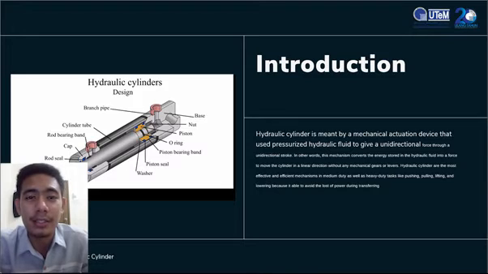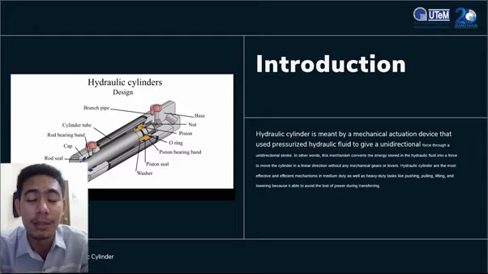For the introduction, the product life cycle is a management tool that helps to determine the entire process of a product from the beginning until the ending stage. For this assessment, our group already chose the hydraulic cylinder to be our product.